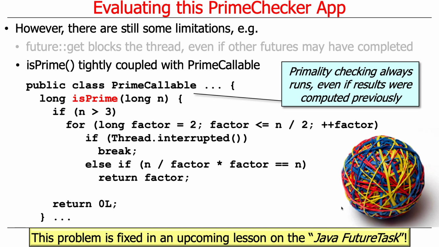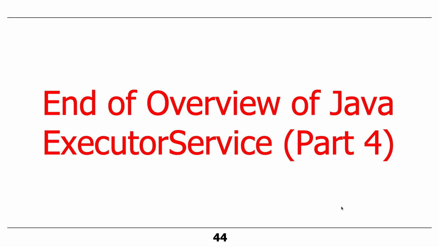So we're going to show how to fix this in some upcoming lessons, one of which will be Java FutureTask, where we're going to apply something called memoization in order to fix that problem. Okay, so that's the end of the example portion of the Java Executor Service.